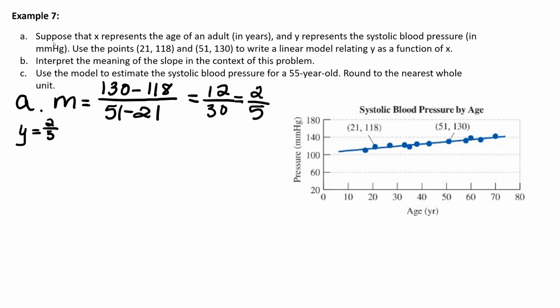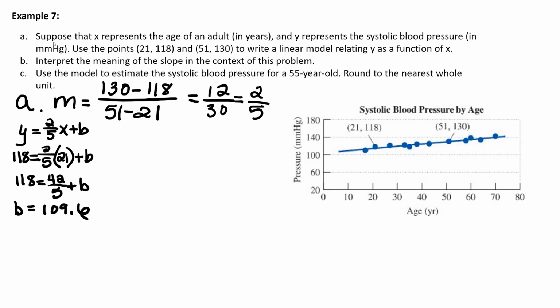And so you know that the equation of your line is going to be Y equals 2/5 X plus B. Y equals MX plus B. To find B, we're going to plug in one of the points into that equation. So we'll put in 118 for Y and 21 for X, and then we will multiply and solve for B. And we will get that B is 109.6. So our equation, the model for this graph, is going to be Y equals 2/5 X plus 109.6.